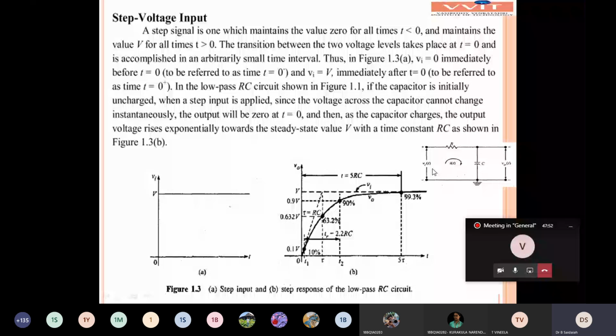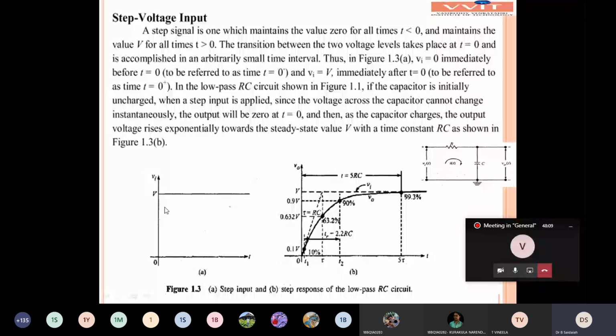So the entire input voltage, the step voltage, let us take for example 5 volts, this 5 volts will appear across the resistor only. The capacitor voltage will be 0, because the capacitor initially cannot take any voltage when a sudden change occurs at t equal to 0 in the input waveform.